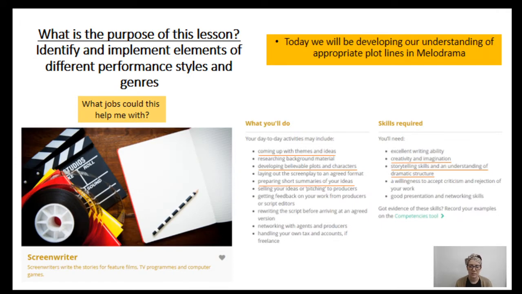Okay, so moving on then, now that you've completed everything from last week, we're looking at identifying and implementing elements of different performance styles and genres. And when we think about our Unifrog link, today we're going to link to a screenwriter. So think about creativity and imagination, storytelling skills and understanding use of dramatic structure. Think about preparing short summaries of your ideas and coming up with themes and ideas.